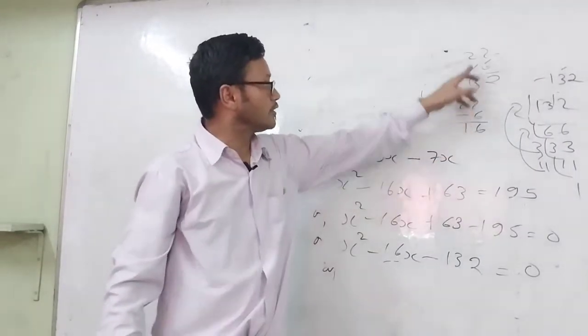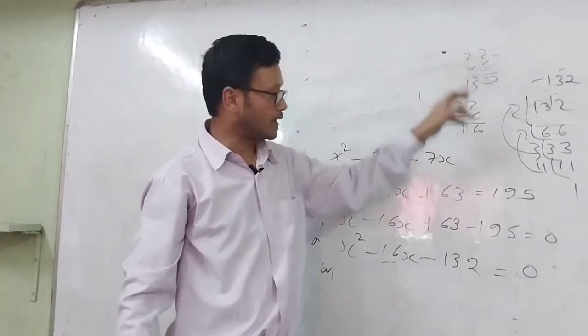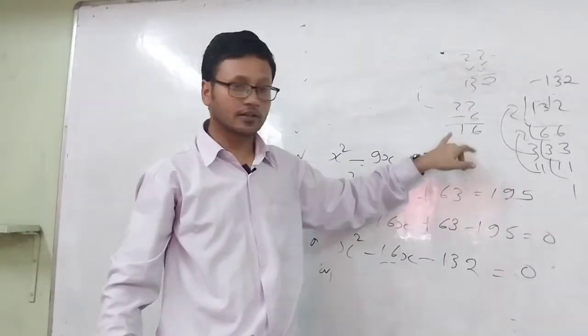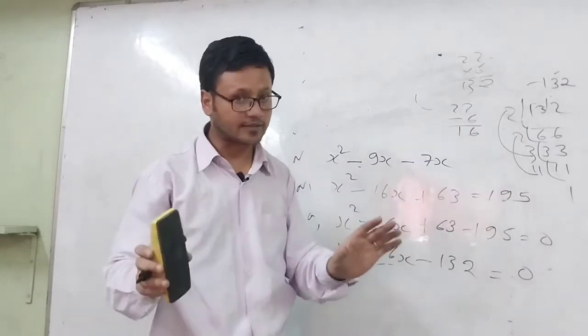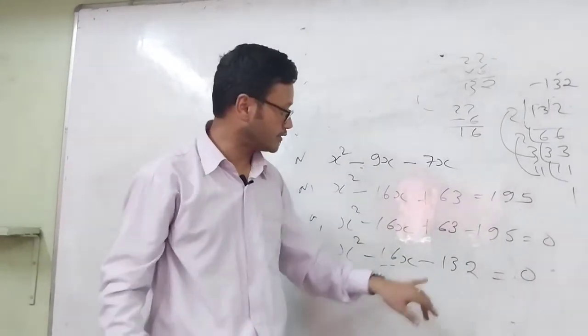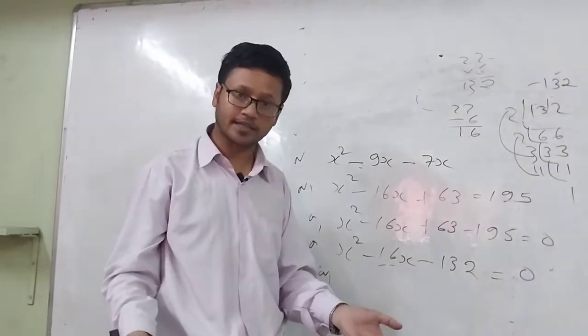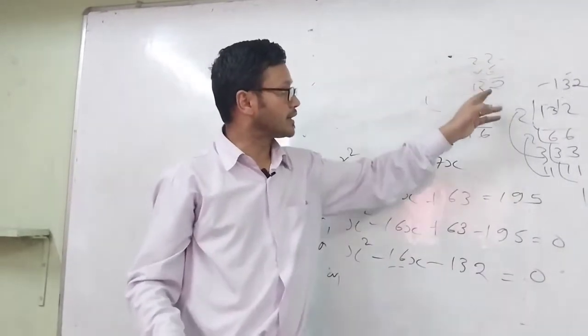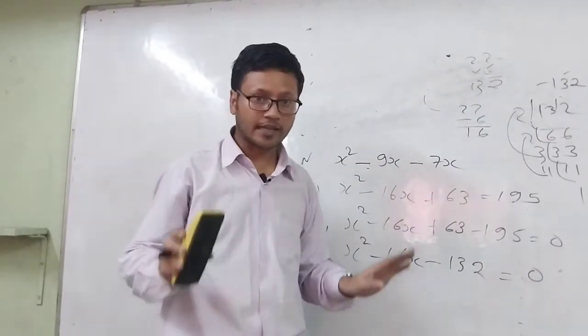When you subtract those two numbers, 22 is bigger than 6. When you subtract 6 from 22, how much will you get? 16. Yes, your answer is correct now. By subtracting only, you get 16, and by multiplying, you get 132. Understood? Then this is the process.